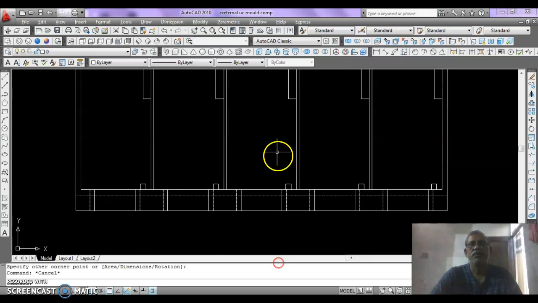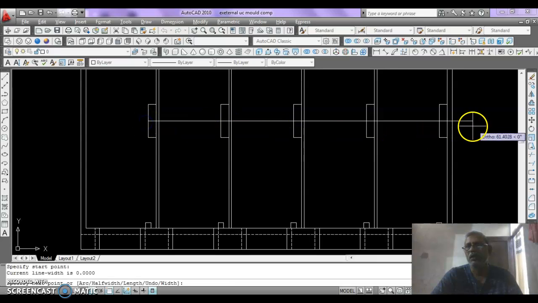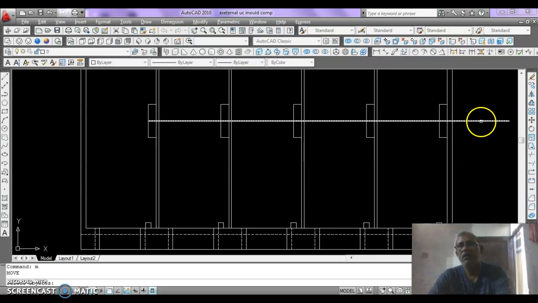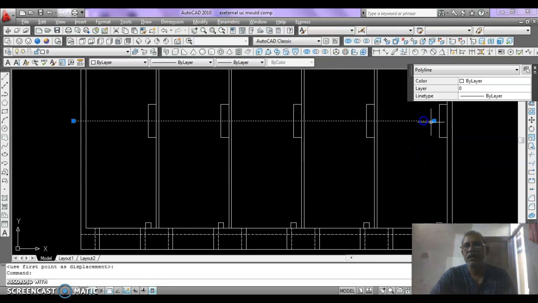drawing is complete. Now we go to polyline here and draw a line through its midpoint, crossing it, and then move it just like this, and it can be extended to this.